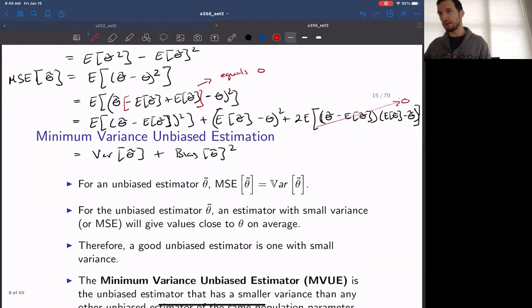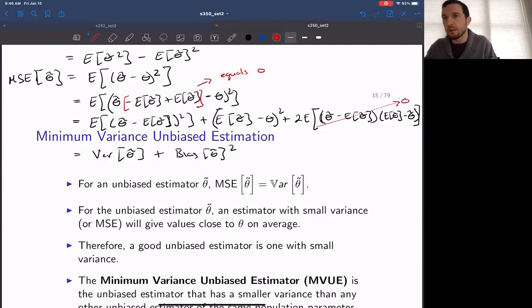So for the unbiased estimator, again, the mean squared error and the variance are the same thing, which, going back to the dartboard example, makes sense given what we tried to describe about the relationship between precision and accuracy. The ideal estimator will be one that is unbiased with the smallest possible variance.